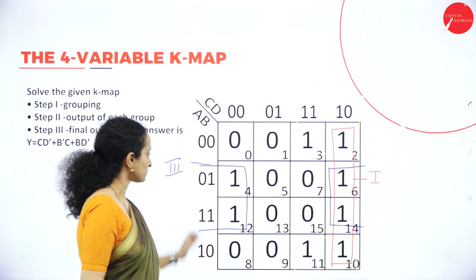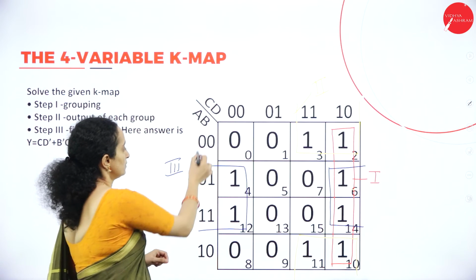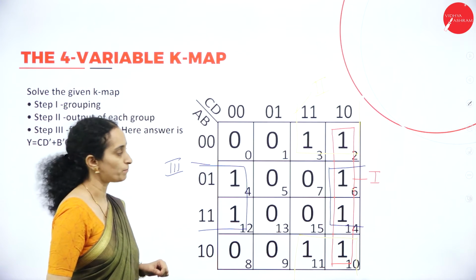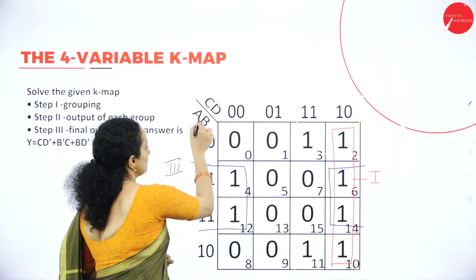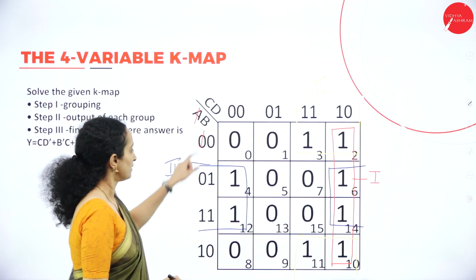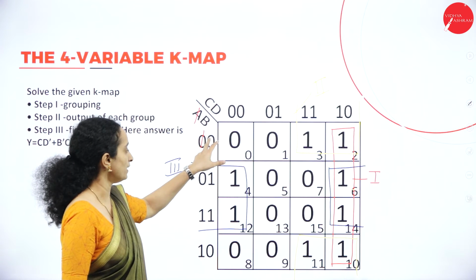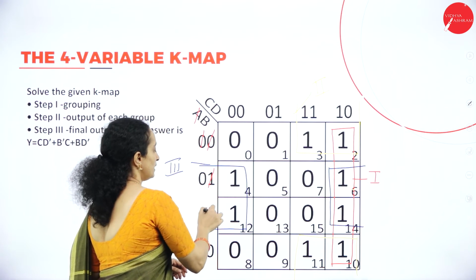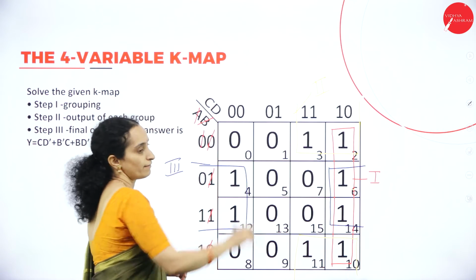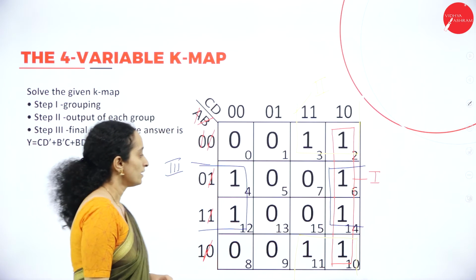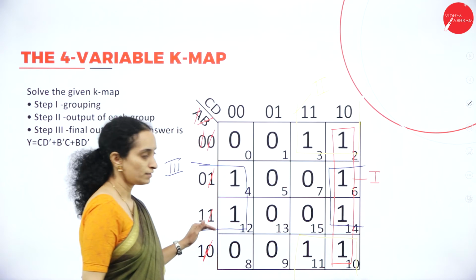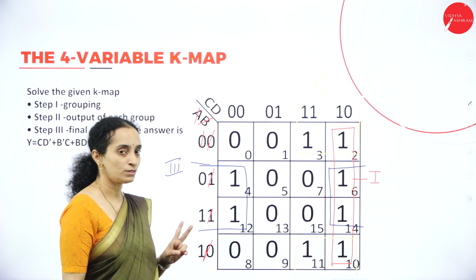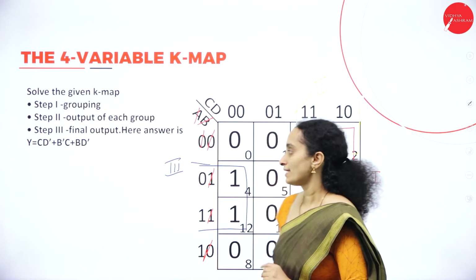When you check with A, B, so A is changing the values, complement and non-complement form. So what happens? The variable A is cancelled. Next, when you check with the variable B, 0, 1, 1, 0, again it is also changing. So cancel the variable B. Now, all the 4 combinations are there with complement and non-complement form. So both A and B will be cancelled here.